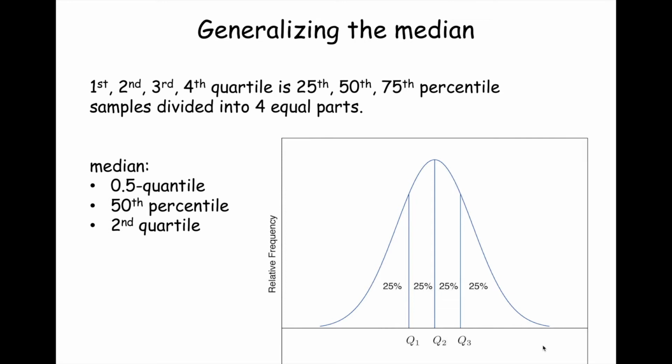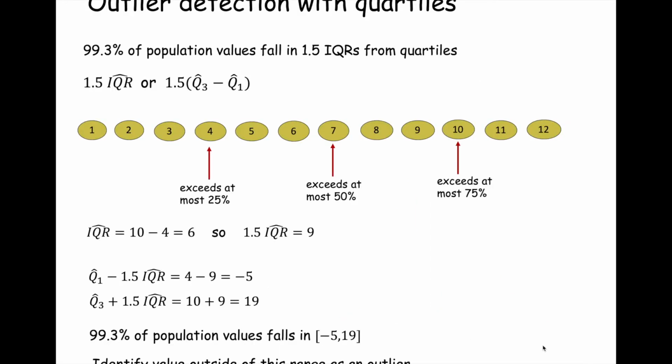Okay. Any questions about this? All right. So then we also showed how we can look at dispersion, and also we can detect this idea of outliers or oddballs using relationships between the quartiles. And so we have Q1, the first quartile, Q2, the second quartile, and Q3, the third quartile.